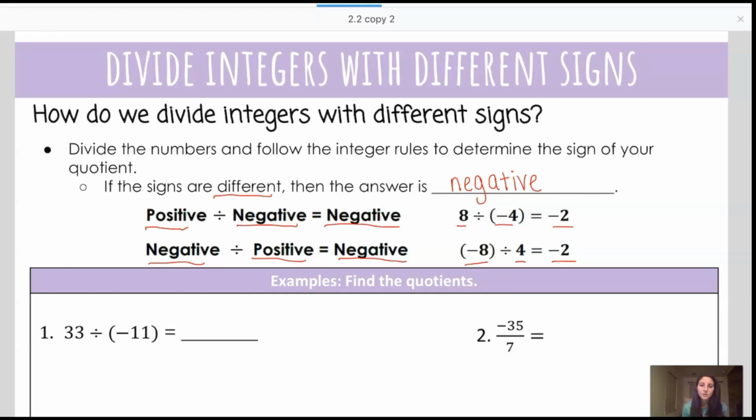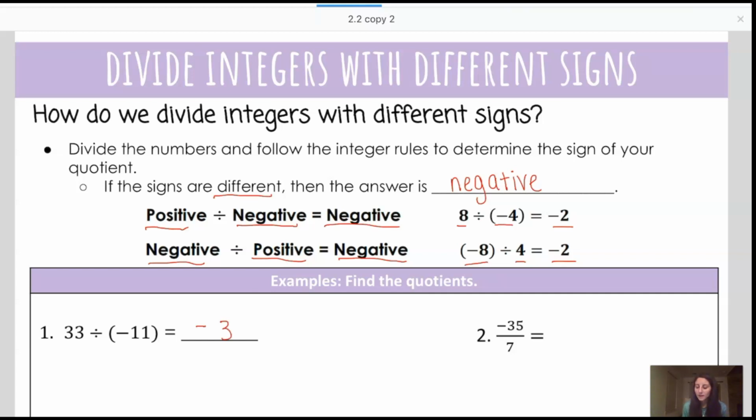Number 1 says 33 divided by negative 11. Well, here we have a positive divided by a negative. The signs are different, so our answer is going to be negative. And 33 divided by 11 is 3. So our final answer is negative 3.